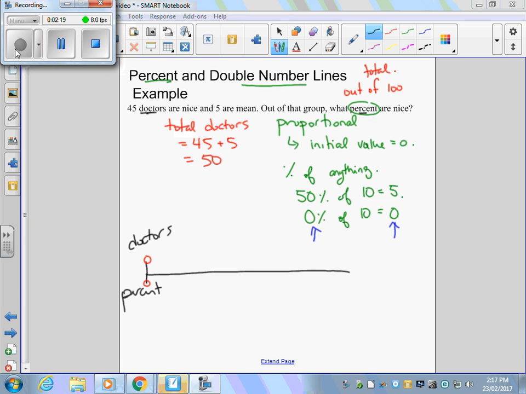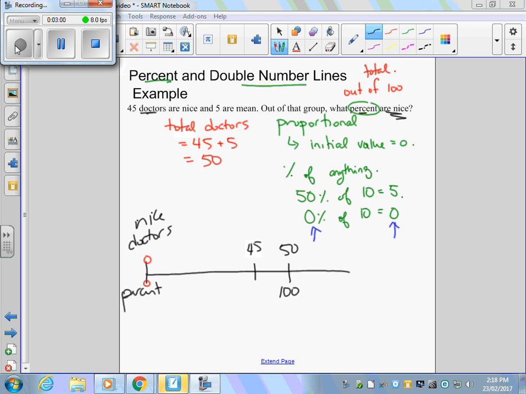So if I go along here, I know, sorry, it's nice doctors, right? We're interested in the percent that are nice. So doctors is going to be on the top. I do know that I have 50 doctors that I'm talking about, but I want to count of those how many are nice. So over here I have 45 nice doctors, and I have a total of 50 doctors. Total means I'm associating 100% total, and there's 50 doctors here.